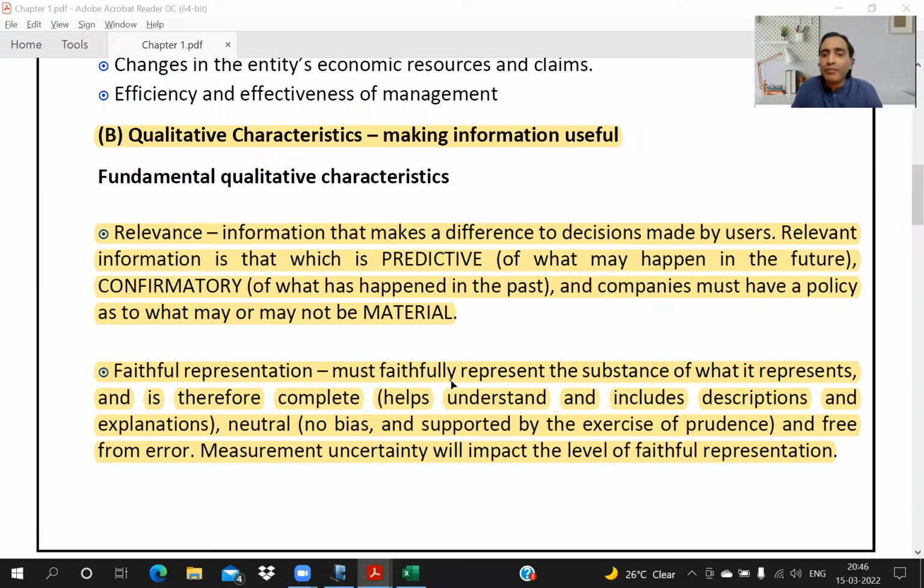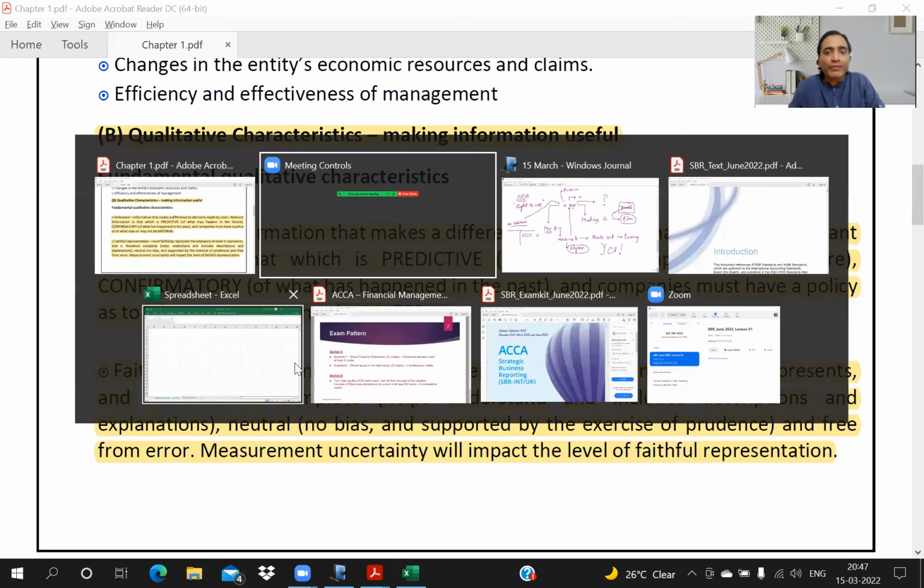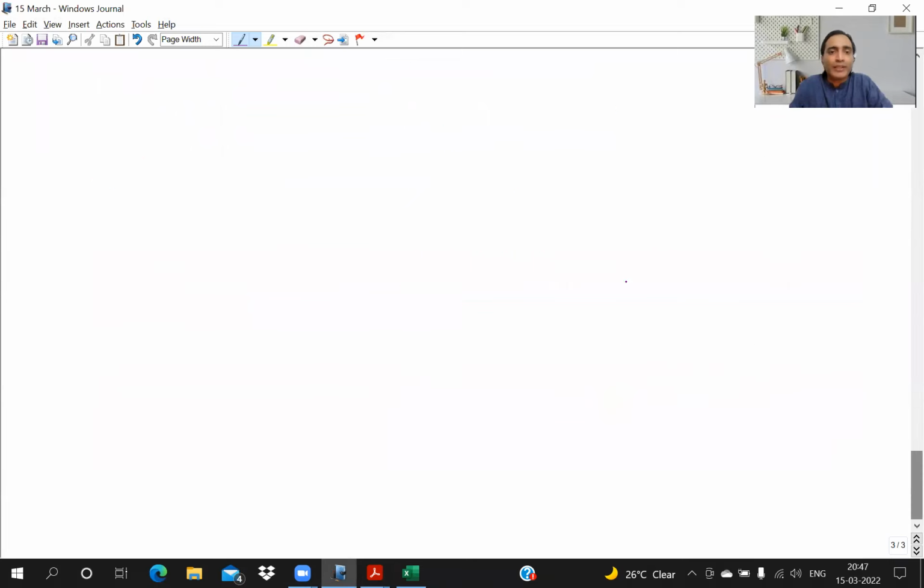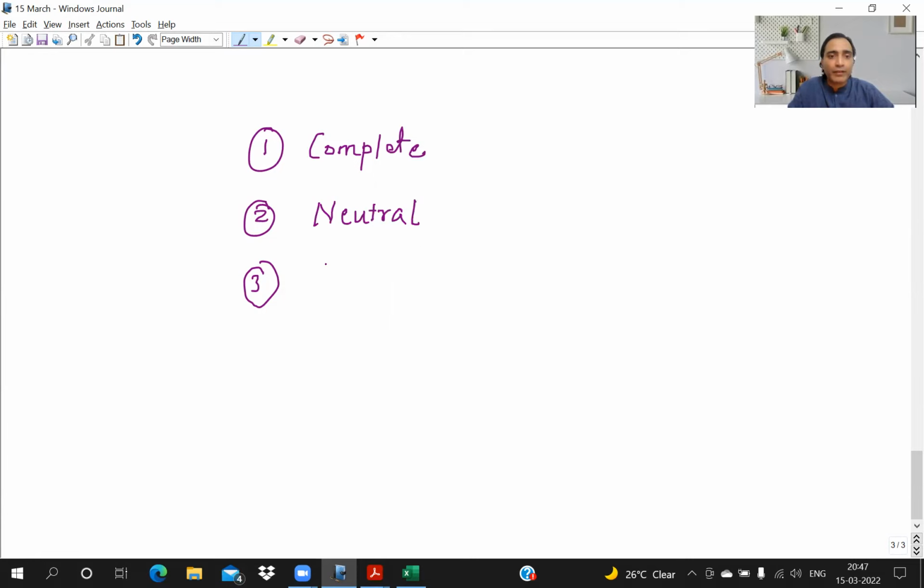Faithful representation. It must faithfully represent the substance of what it represents and is therefore complete, neutral, and free from error. So guys, whenever the term faithful representation comes, you need to understand, you need to memorize these three words. What are those three words? What do you mean by faithful representation? Number one, the financial statements should be complete. They should be neutral and they should be free from error.